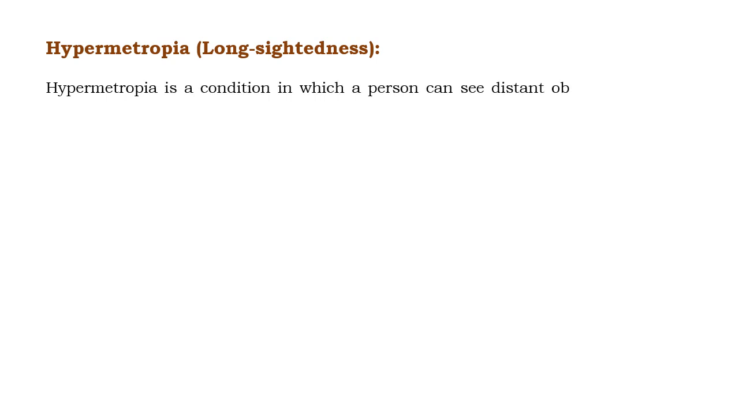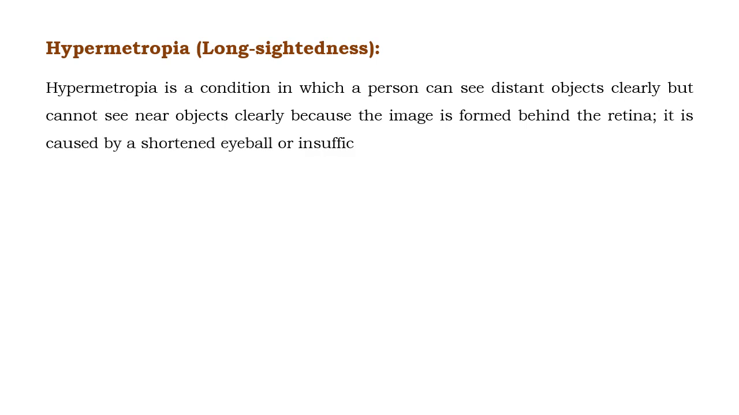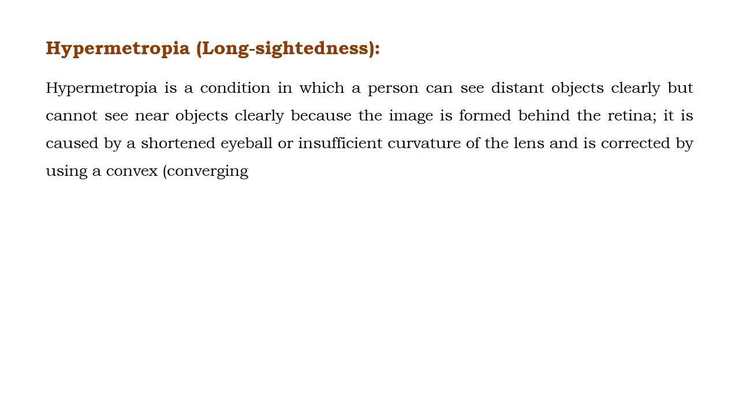Hypermetropia or long-sightedness. Hypermetropia is a condition in which a person can see a distant object clearly but cannot see near objects clearly because the image is formed behind the retina. It is caused by a shortened eyeball or insufficient curvature of the lens and is corrected by using a convex converging lens.